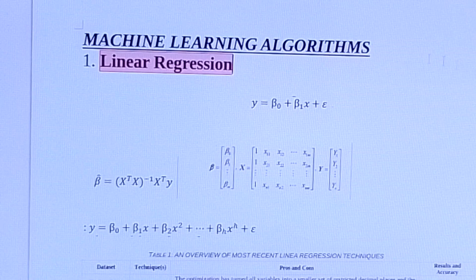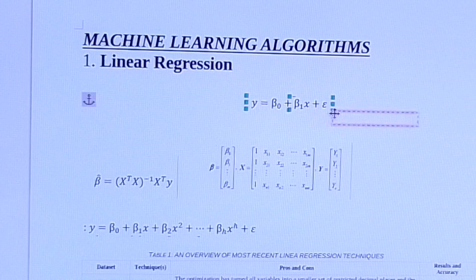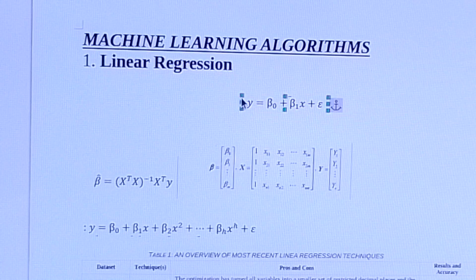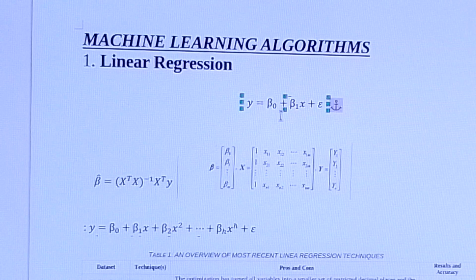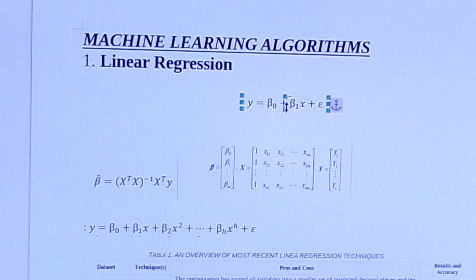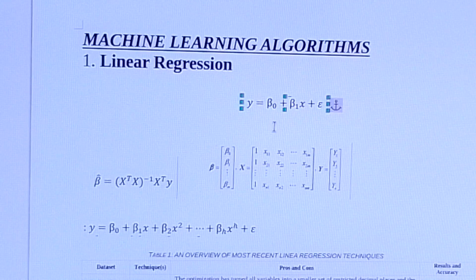Now this one, if you see on the screen, this is basically simple linear regression. Simple regression distinguishes the influence of independent variables from the interaction of dependent variables.